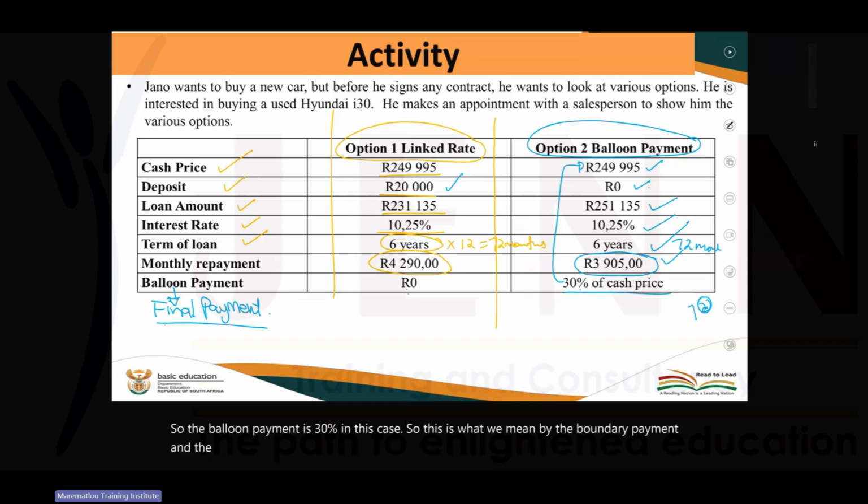But this one does not have a balloon payment because you are paying more per month. These are the things that you need to understand, that play a role in these two options. How do they differ?